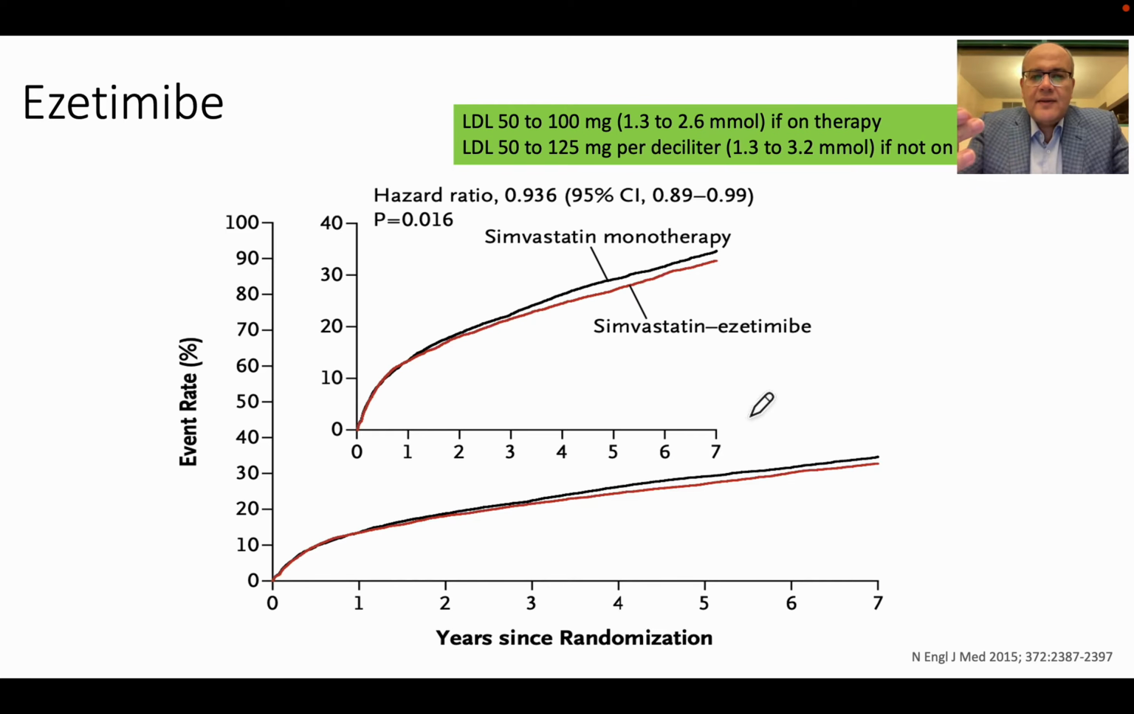The other agent is ezetimibe, and the glory of this agent is that it works as an add-on with statin therapy. It has been used in a trial in patients with acute coronary syndromes, and it was shown to reduce the event rate after 6 or 7 years of use. It's not a very potent agent, but it's good as an add-on. It gives us an extra 15 or 20% reduction on top of statin therapy.